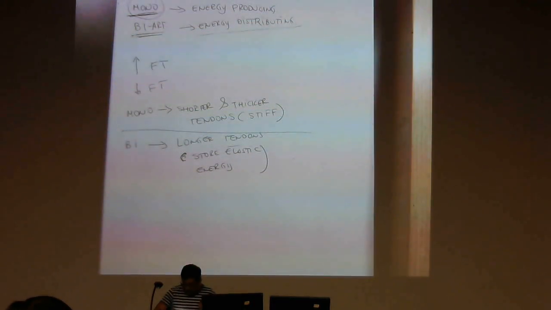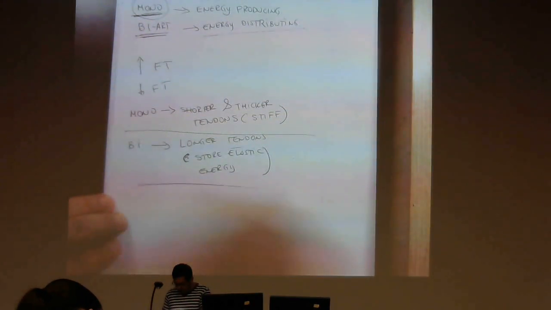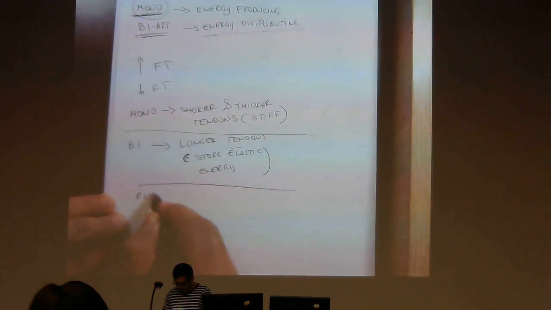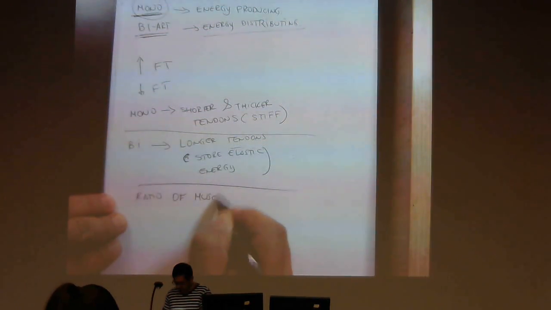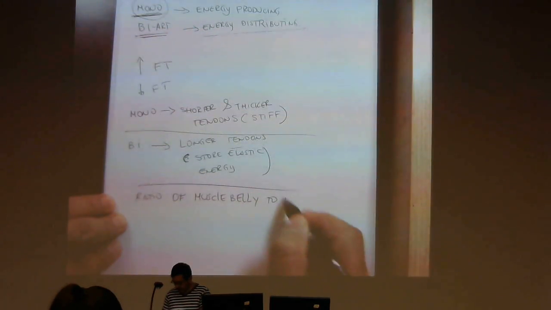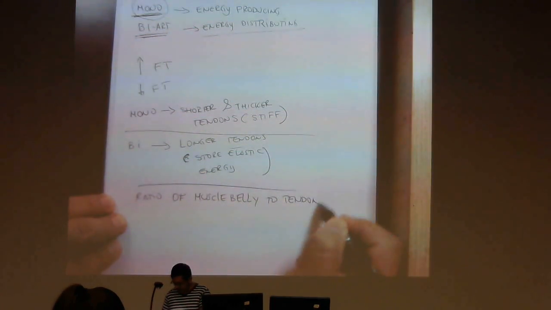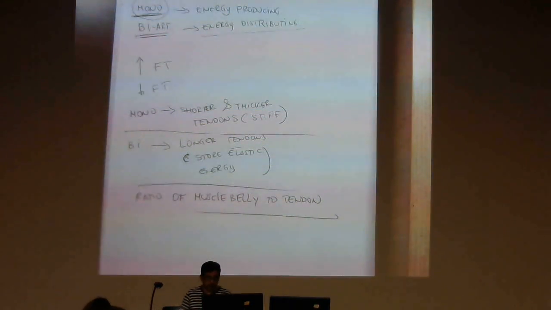So again, it's very important to consider the ratio of muscle belly to tendon. That ratio is determined by the muscle function, and that ratio determines how much elastic energy you can store.